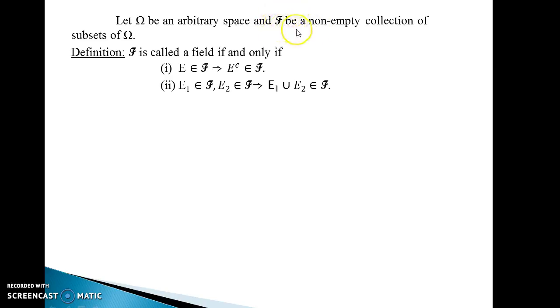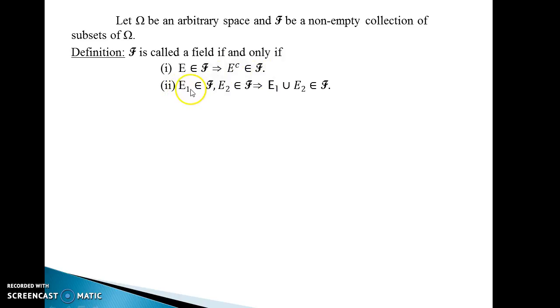We say such a collection is a field if and only if it satisfies these two conditions. The first condition is E belongs to F implies E complement belongs to F. That means for all the sets in our F, its complement, E complement, which means omega minus E, is also in F. That is, F is closed under complementation.